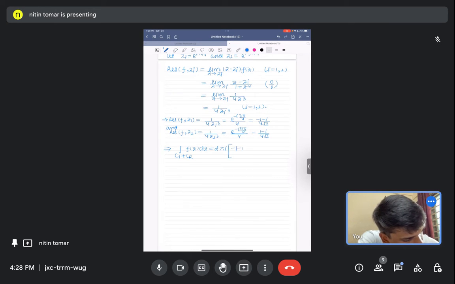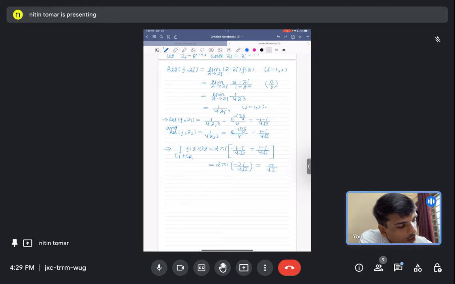So it will be 1 minus iota by 4 root 2 plus 1 minus iota by 4 root 2. Correct? Yes, sir. Minus 2i upon 4 root 2. And 2 pi iota times minus 2i upon 4 root 2. So can I say that this will be pi by root 2? Correct?